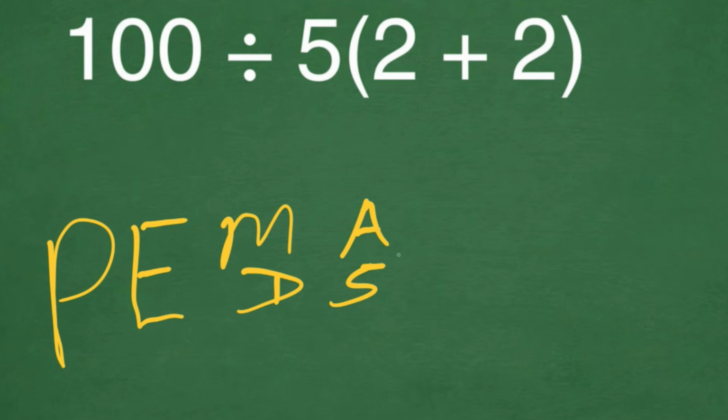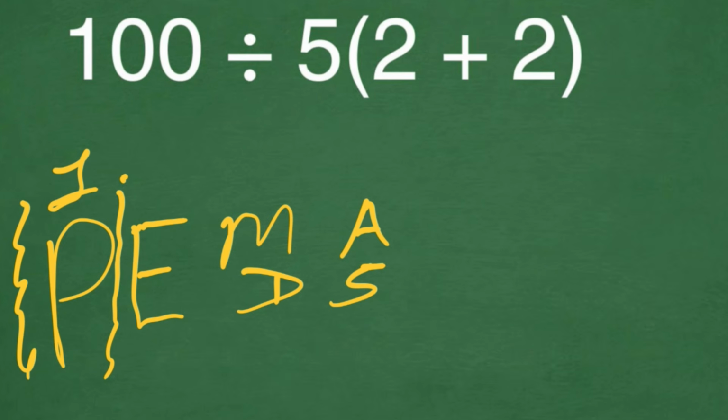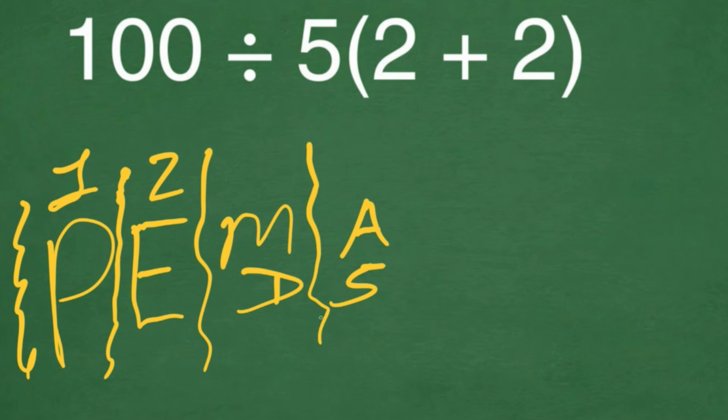So according to this rule, P stands for parenthesis, E stands for exponent, M and D stand for multiplication or division, A and S stand for addition or subtraction. So the first thing to solve in an equation is parenthesis, right? It is priority number 1, and after we solve the parenthesis, we are going to move to exponent. It is priority number 2, and then after we solve exponent, we are allowed to move to multiplication or division. It is priority number 3, and finally we have to solve addition or subtraction, and it is priority number 4.